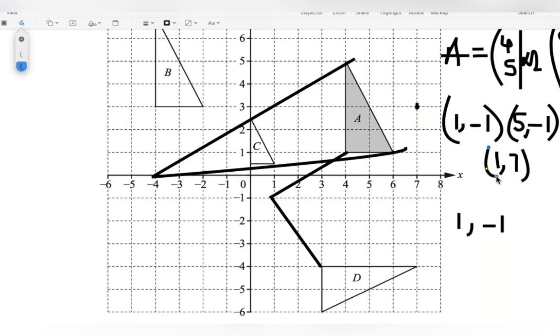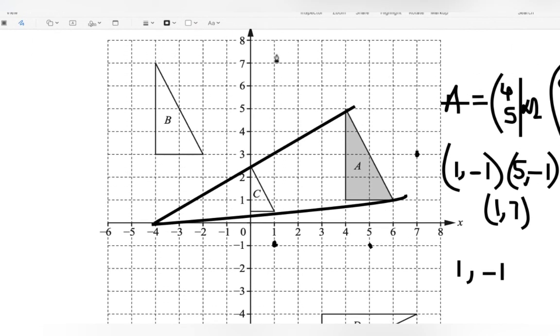I'll explain the how. Now, 1, -1 is this point, right? 1 for the x-axis, -1, this point. We can as well delete the line we drew before. It was just to show our center of enlargement. So we put a point here, and then the next one is 5 for the x-axis, -1, so 5, -1 here. And then the last one is 1, 7. One for the x-axis, trace it to 7.